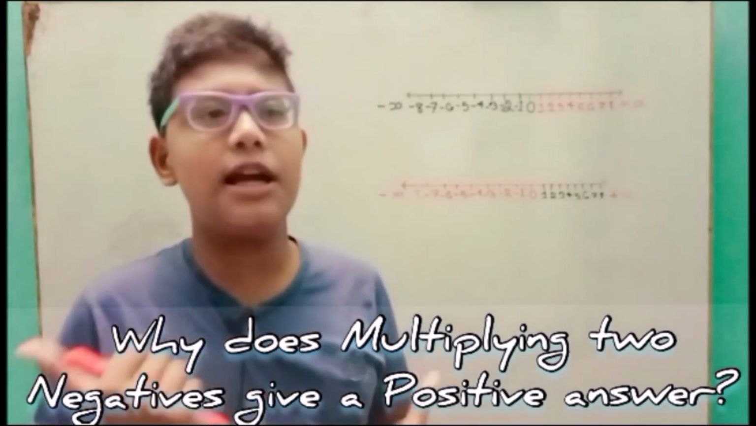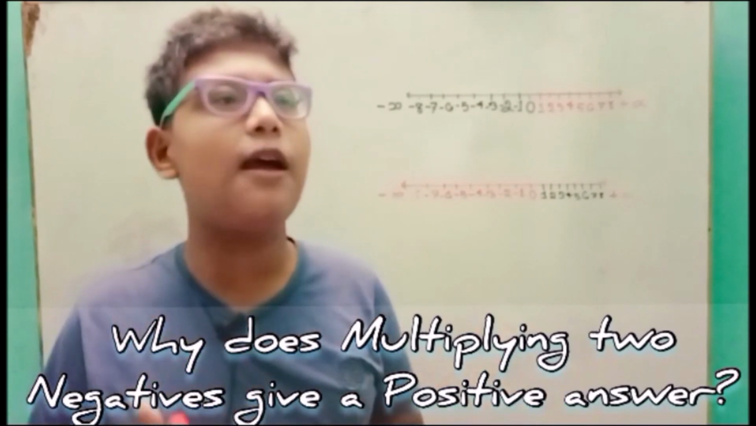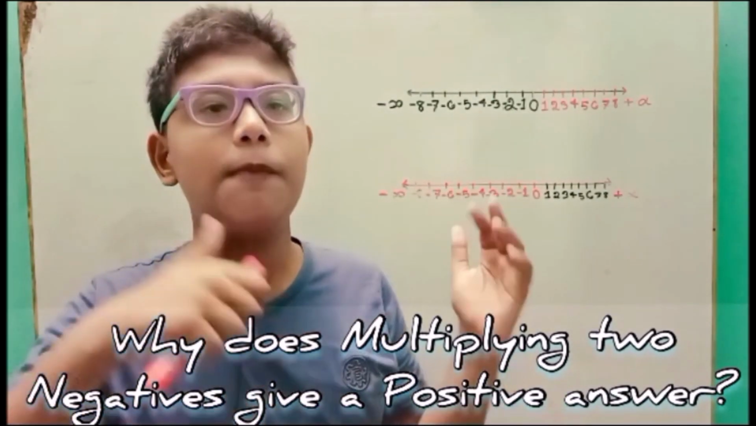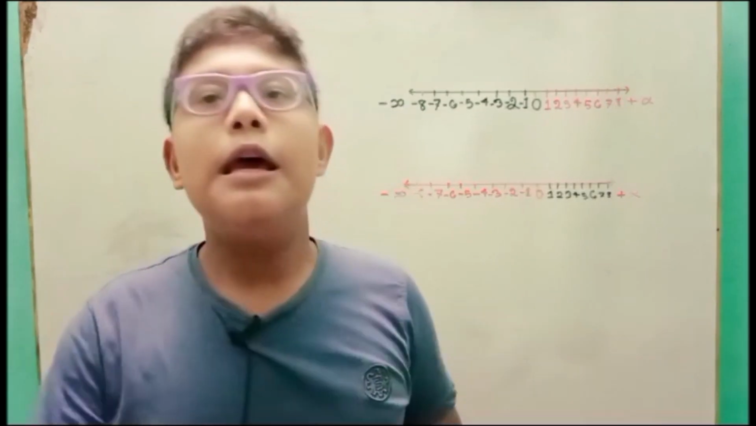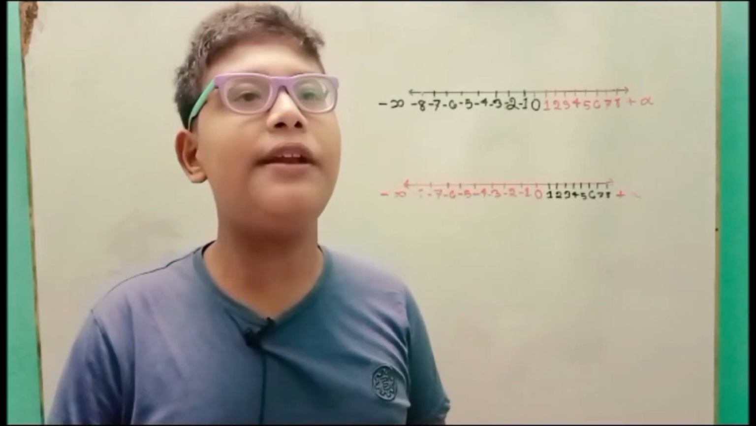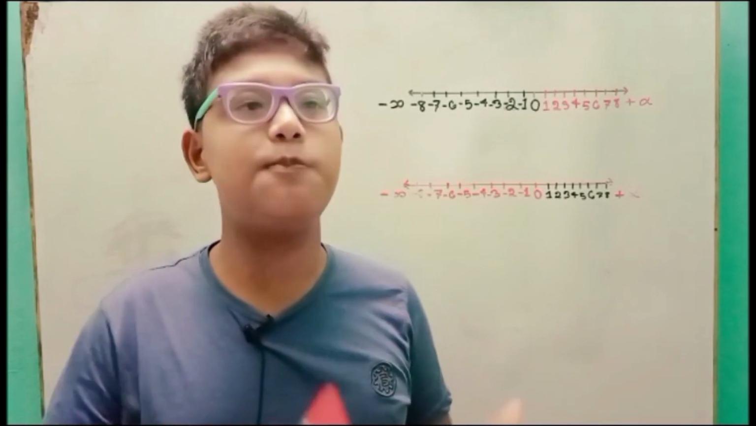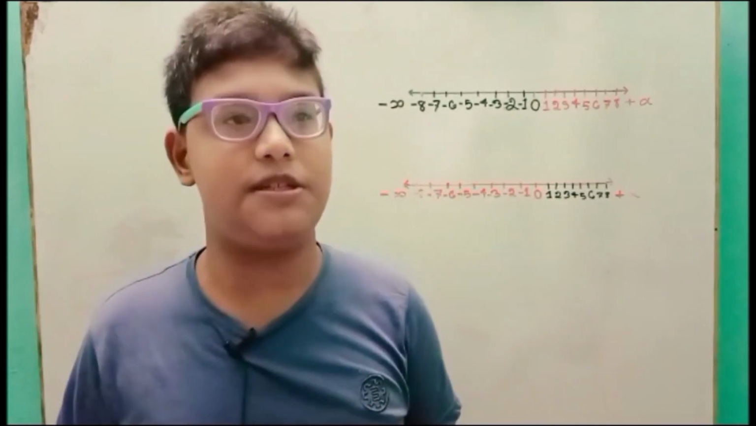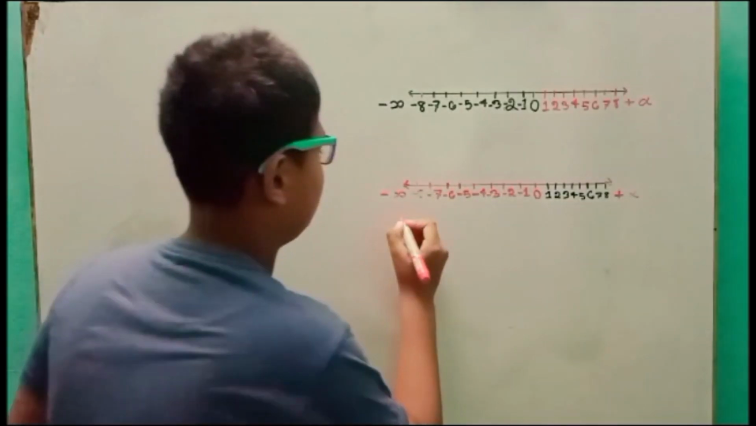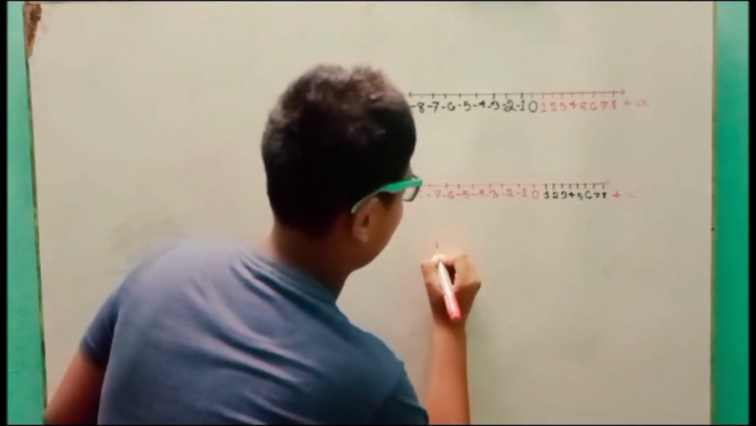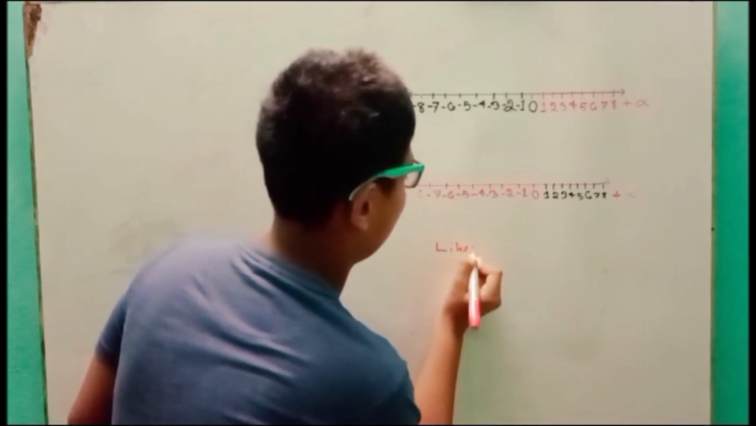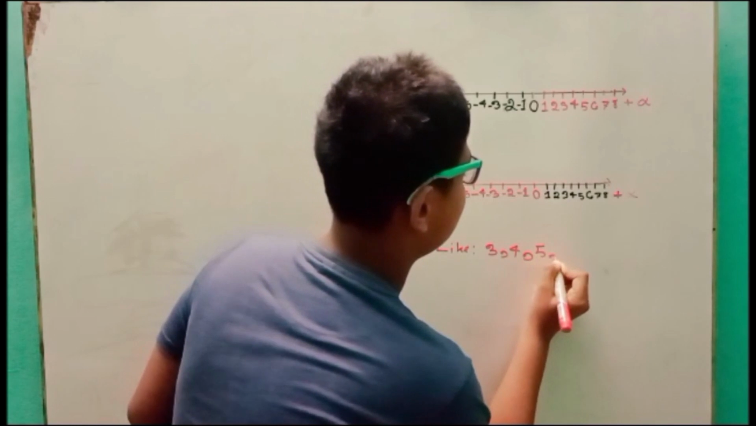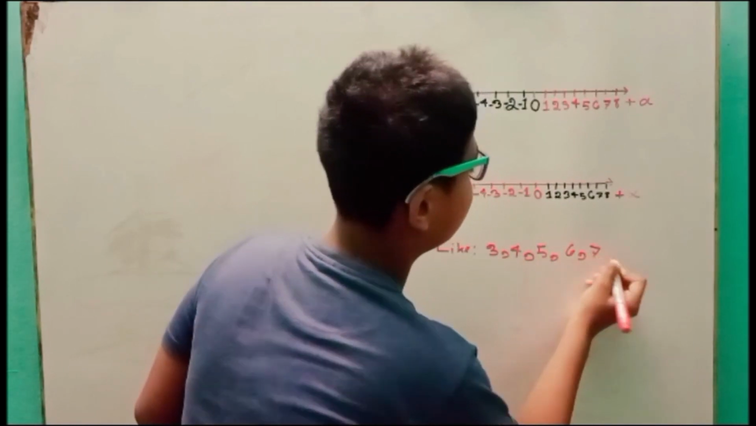Today I will teach and learn why two negatives give a positive answer. In the beginning, let's talk about what positive and negative numbers are. A positive number has a value greater than 0. Its sign is positive, but it's usually written without a plus sign in front of it, like 3, 4, 5, 6, 7, and so on.